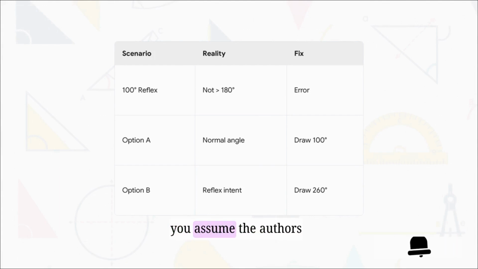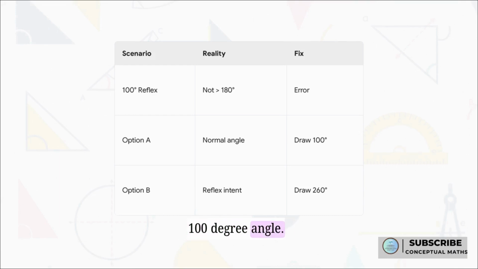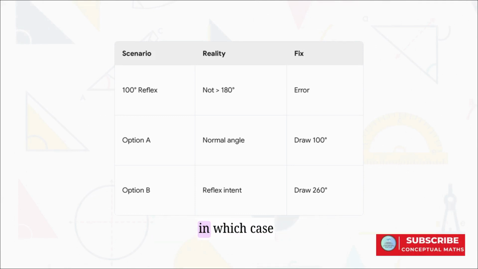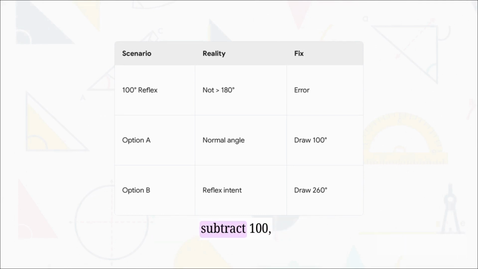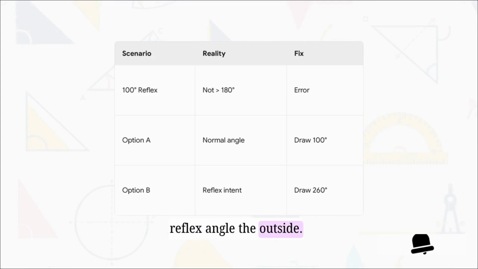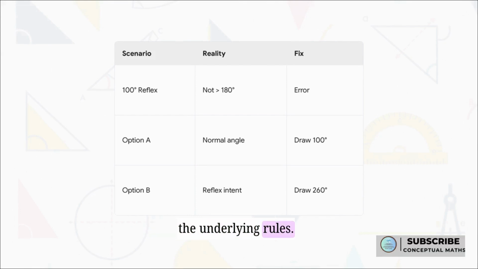Option A, you assume the authors just meant a normal angle, and you draw a standard 100-degree angle. Or, option B, you assume they truly wanted the reflex angle corresponding to 100 degrees, in which case you take 360, subtract 100, and draw a 260-degree reflex angle around the outside. Either way, you are completely in control of the math because you actually understand the underlying rules.